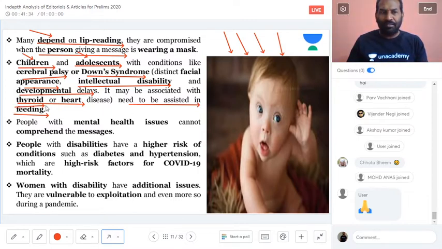So definitely we have to take care. Again, when we are talking about feeding, again social distancing. So again there we have to make sure that we are following the hygiene rules and conditions.